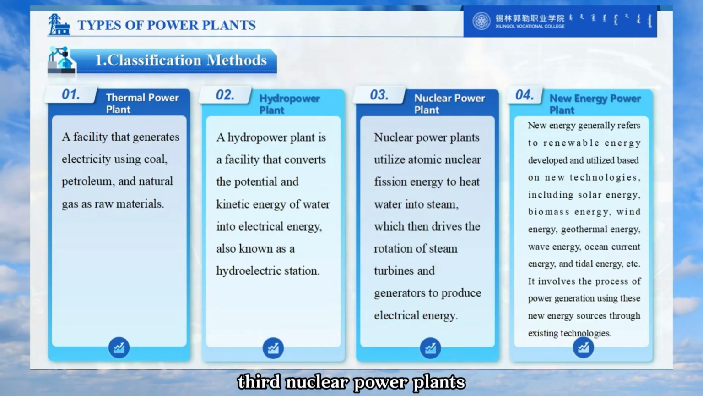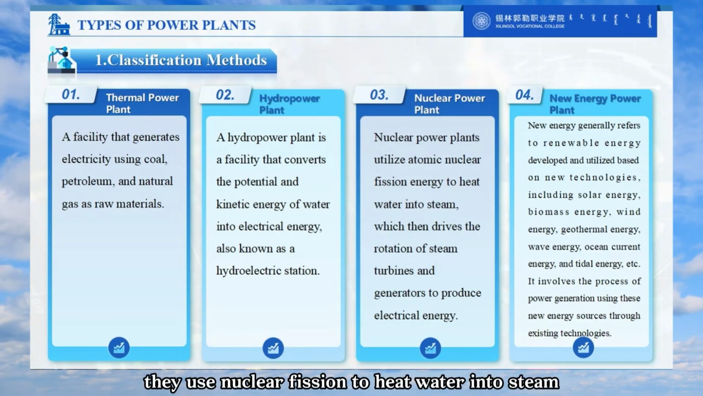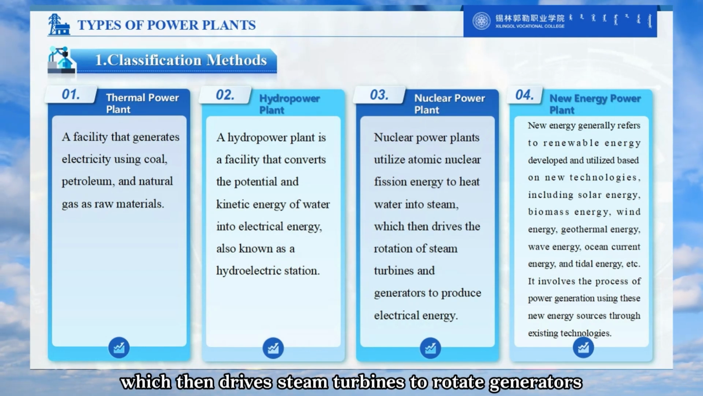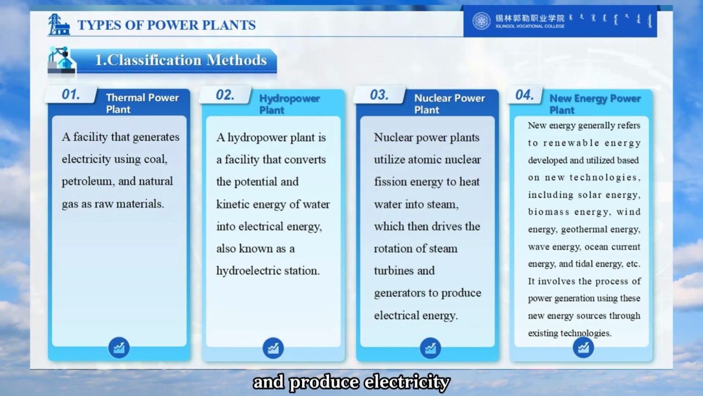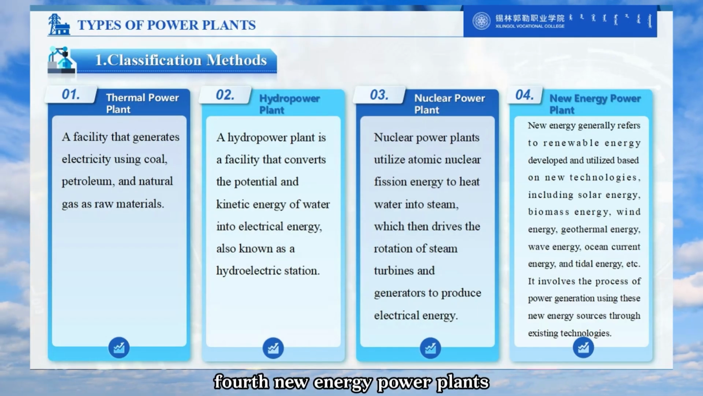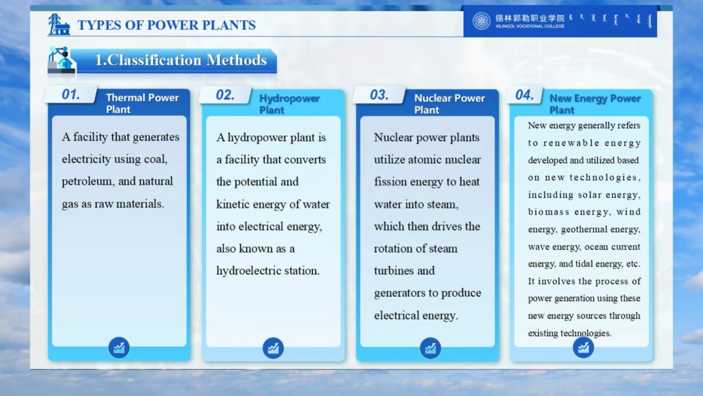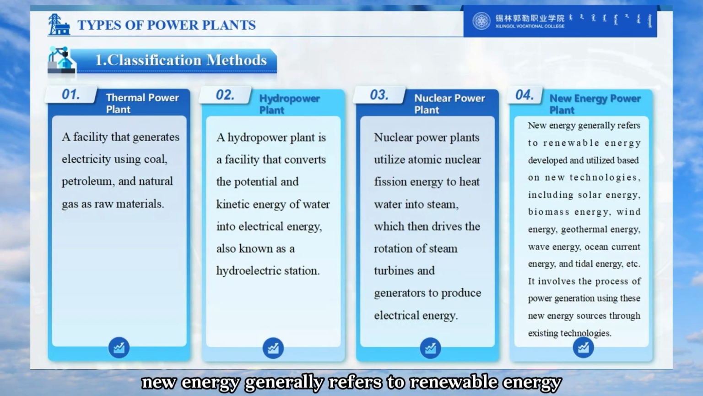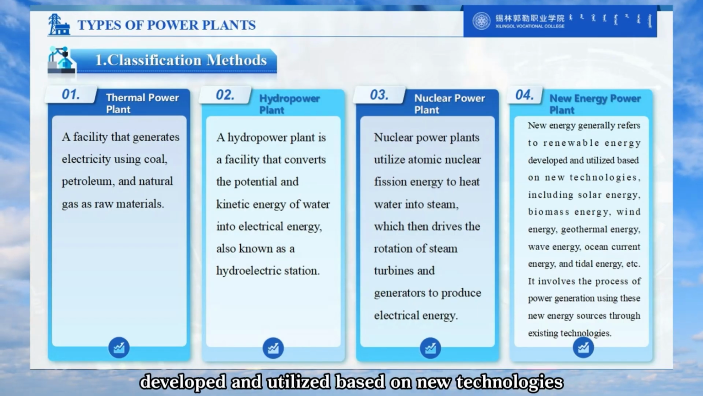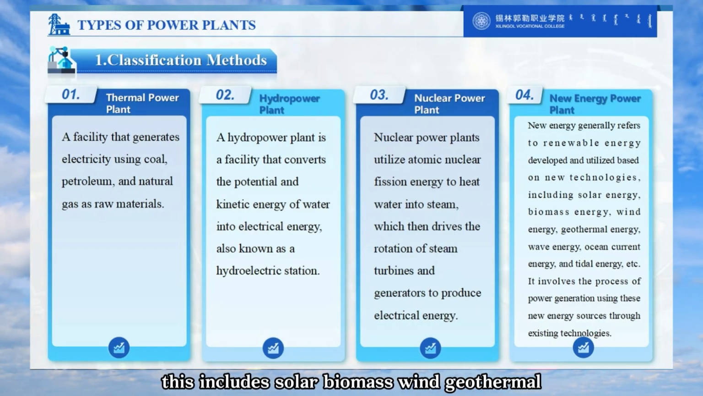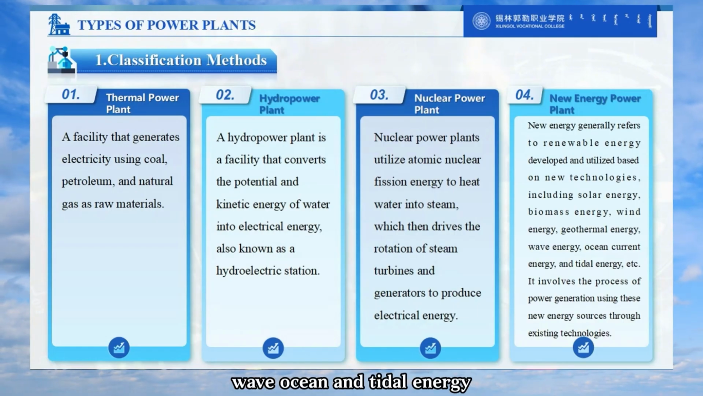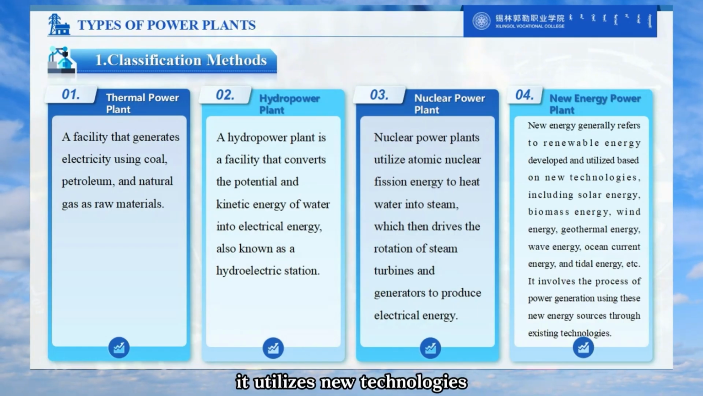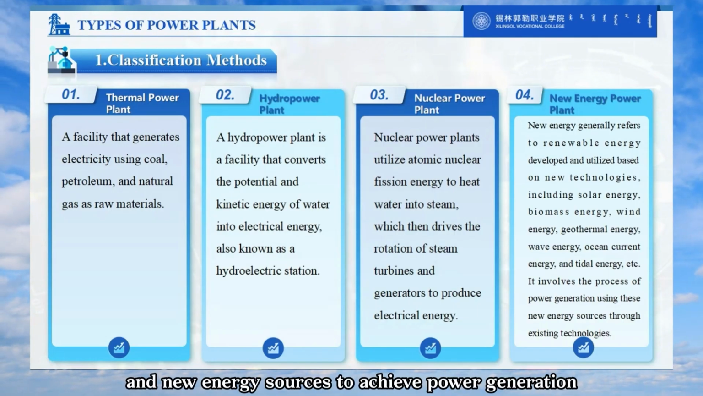Third, nuclear power plants. They use nuclear fission to heat water into steam, which then drives steam turbines to rotate generators and produce electricity. Fourth, new energy power plants. New energy generally refers to renewable energy developed and utilized based on new technologies. This includes solar, biomass, wind, geothermal, wave, ocean, and tidal energy. It utilizes new technologies and new energy sources to achieve power generation.